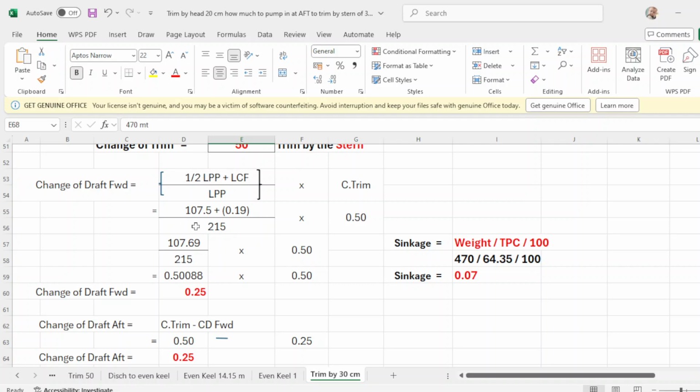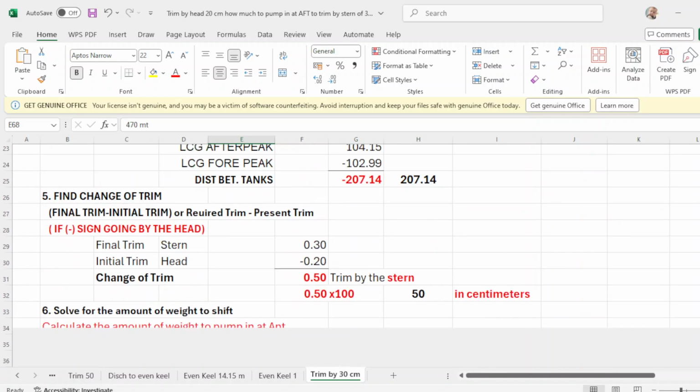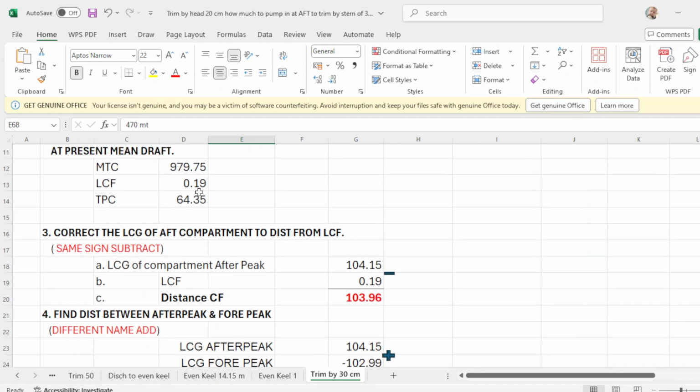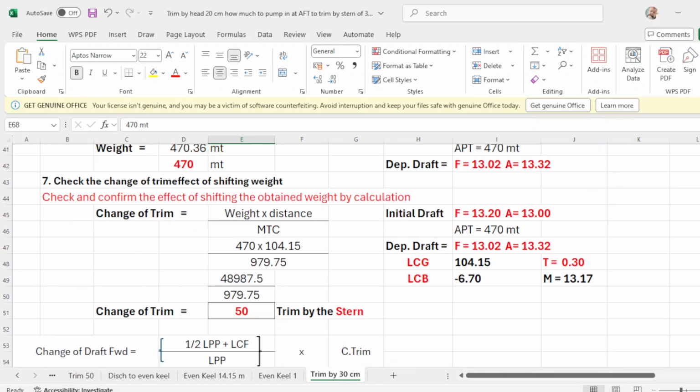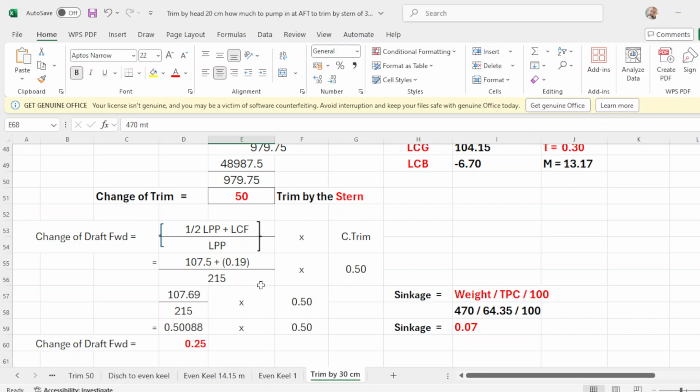So 1/2 of LPP is 107.5 plus your LCF. So what is your LCF? From your initial drop, your LCF is 0.19. That's why you put here 0.19. So 107.5 plus 0.19, that will be 107.69 over your LPP of 215 times change of trim of 50 centimeters. Okay, this is your change of trim.